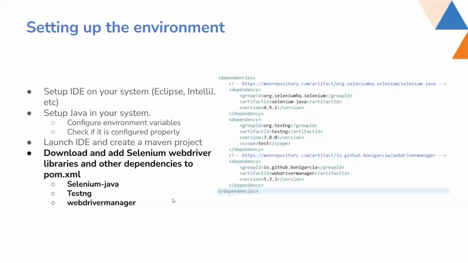The next step is to add a few dependencies in that pom.xml file. There will be three dependencies. One will be Selenium Java. The second one will be the TestNG dependency, and the third one will be the WebDriver dependency. These dependencies you can get from mvnrepository.com. So this is just in brief how to set it up if you are creating your first project.